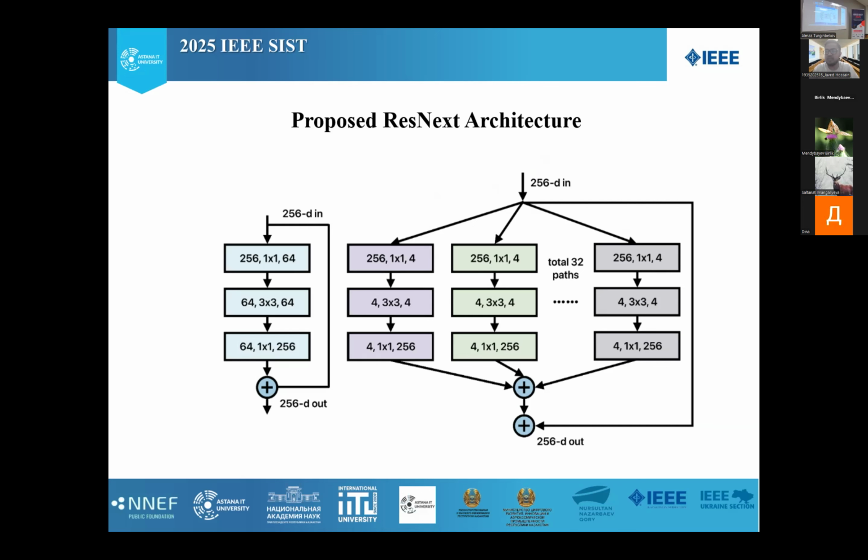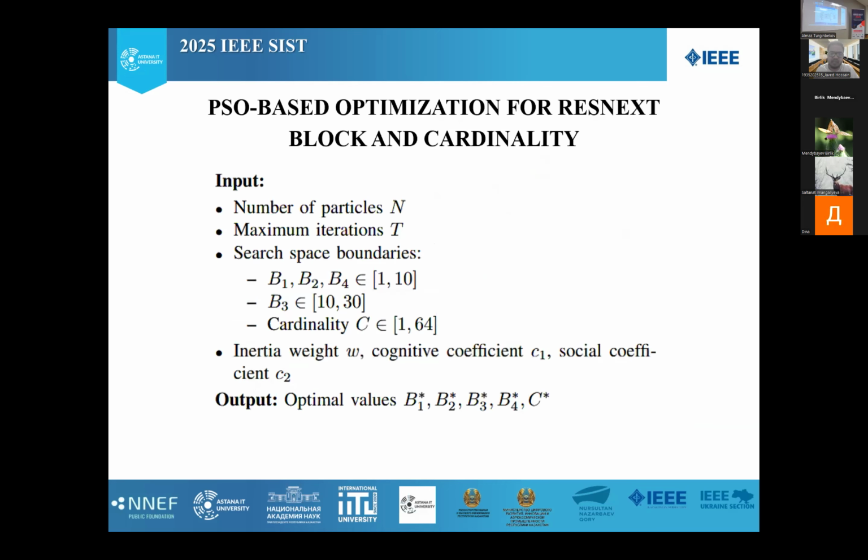And I think it will give better performance than the existing one. This is my PSO-based optimization. How do I actually apply PSO? I adjust it with my transformer architecture. There's a little bit of pseudocode or algorithm. Here you can see the number of particles, the maximum iterations, and also the search space boundaries.